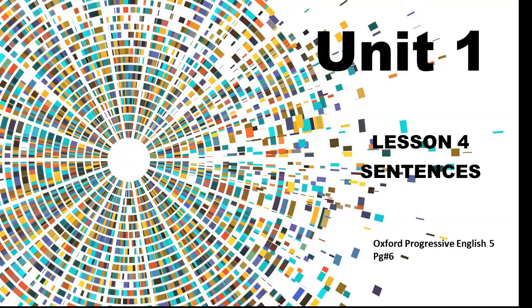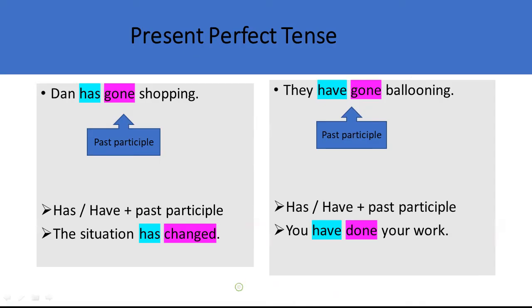In this video you will get an idea of present perfect tense, that is lesson number 4, unit 1, Oxford Progressive English 5 and page number 6.